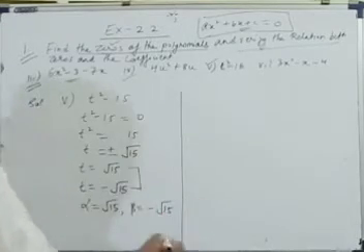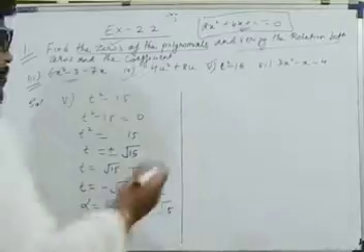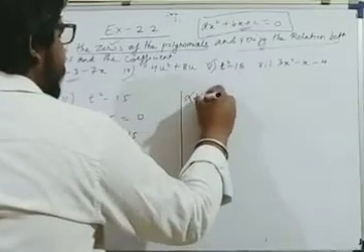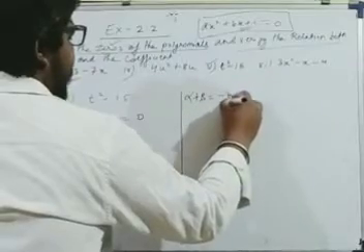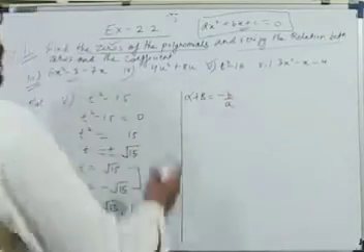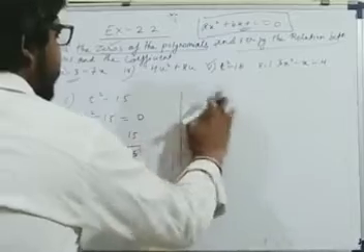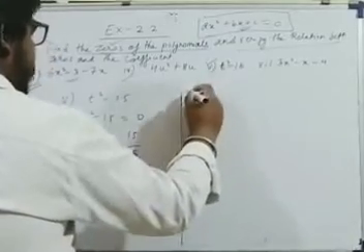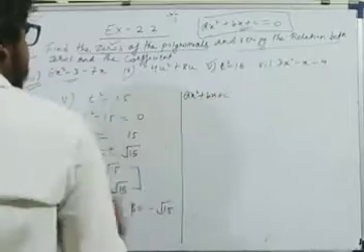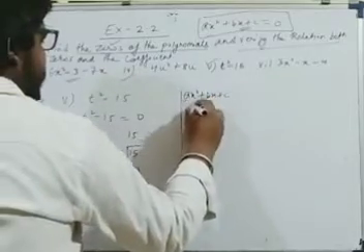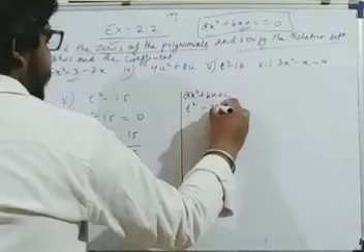Then you have to do the same thing. Sum: alpha plus beta equals minus b by a. Before that, what you have to do is compare and find the coefficients. The standard equation is ax square plus bx plus c, and the given equation is t square minus 50.